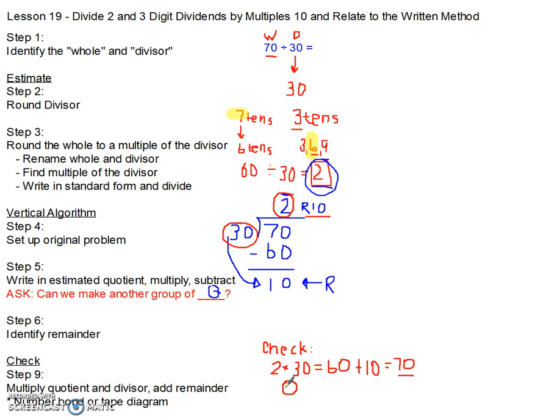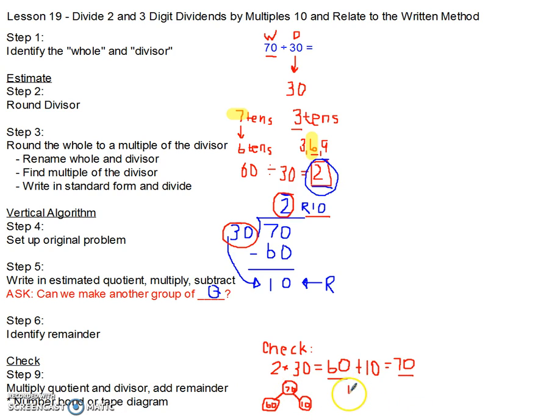Your circle up here starts with your original whole, and then you show your 60, or your number that you can divide into, plus your remainder over here. So we have 60 and 10 equal to 70.